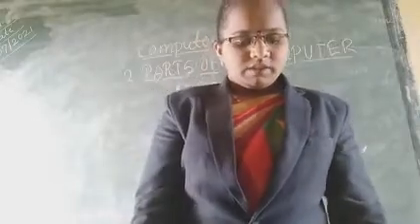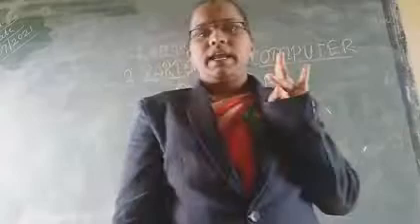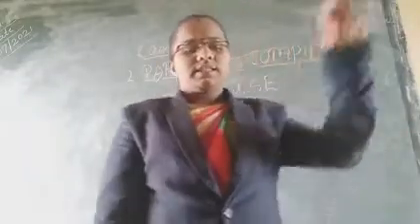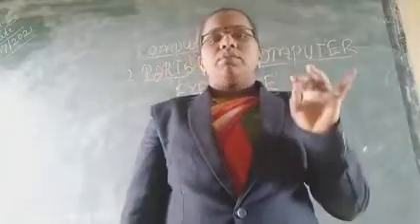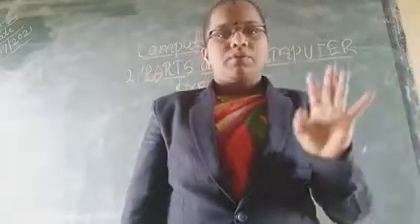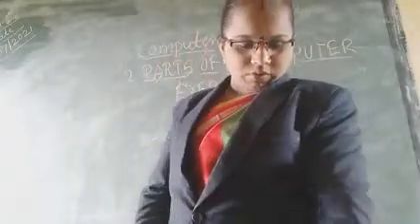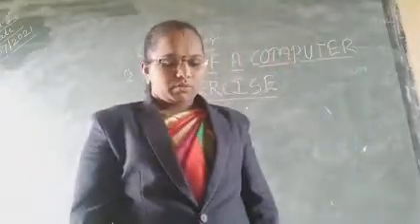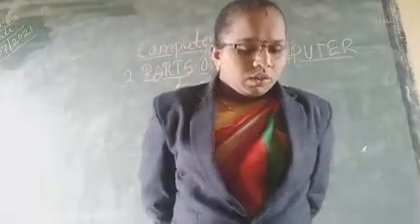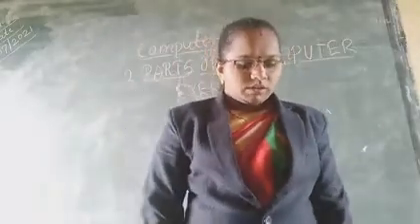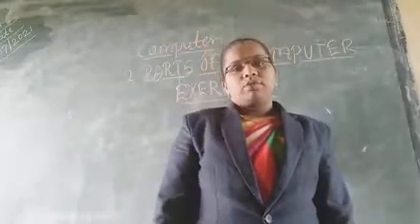What are the main functions of a computer? Input, processing and output. So the sentence is: the main functions of a computer are input, processing and output. Here the options given are input, processing, output, or keyboard, mouse and monitor. Question number 2: the keyboard and the mouse are dash devices, input and output.